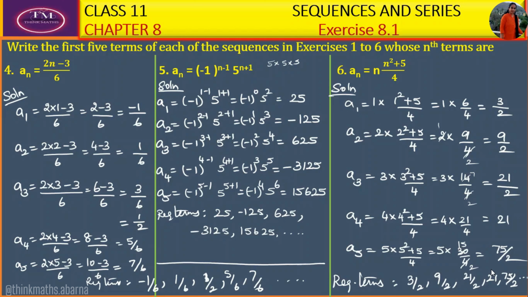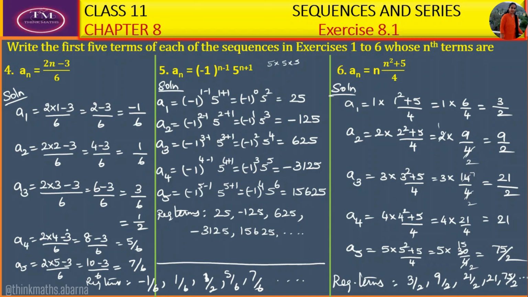So this is the type from 1 to 6. Just we have to find out the first 5 terms. Clear children? Very simple. Just in the general term, we have to substitute the value of n from 1 to 5 and simplify it, calculate it and find out the terms.